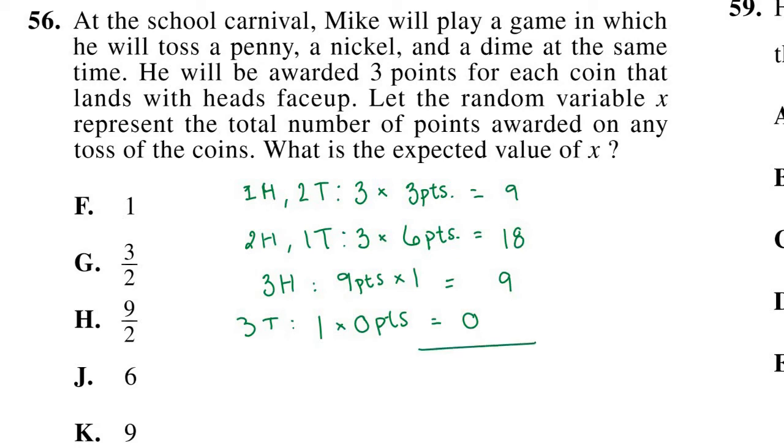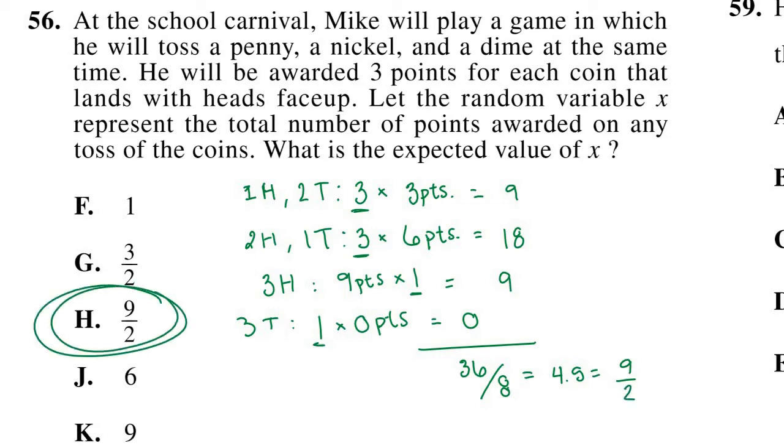After adding all of those up, we get 36. And how many different outcomes are there? There are 8 different outcomes. We had 3 here, 3 here, 1 here, 1 here. So 6, 7, 8. 36 divided by 8 gives us 4.5 or 9 over 2. That matches choice H. So the answer to 56 is H.